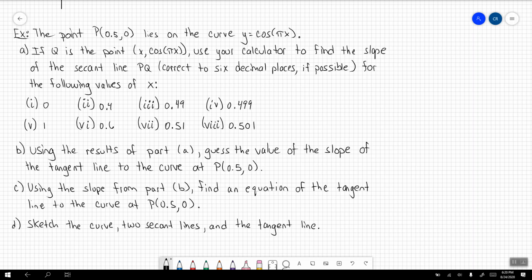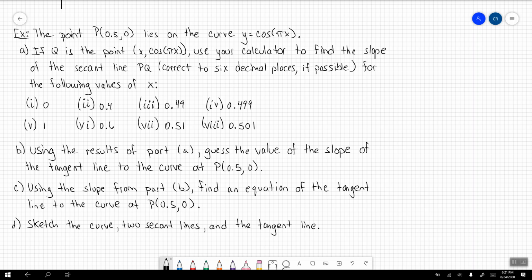Okay, so I'm going to stop right there really quick. They're telling us that we have this line segment that goes through the points P and Q. And they're telling us also that point P is fixed. So point P isn't moving from the ordered pair 0.5, 0. However, the point Q is moving, and the point Q is going to move corresponding to these x values that are given down below. And these are the 8 x values that x will take on for this function.